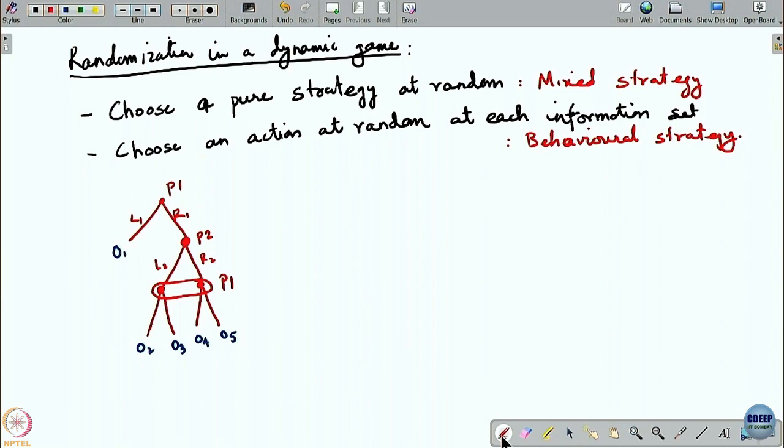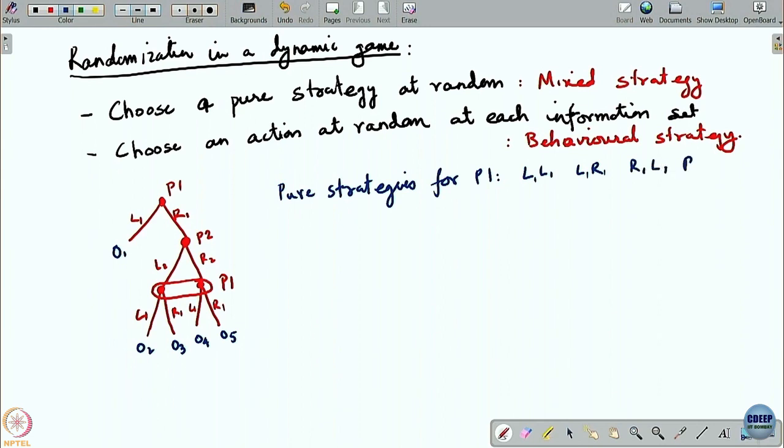let's write out the set of pure strategies for player 1. Okay, so I think I should write something here also for player 1. So this is again L1, R1. Let's write out what are the pure strategies for player 1. Player 1 has 2 information sets, the node that he starts with and the second one is this information set, and at each information set he has 2 actions. So there are 4 possible pure strategies, therefore: L1 here, L1 here; L1 here, R1 here; R1 here, L1 here; and R1 here, R1 here. I'll just write these in short as L1L1, L1R1, R1L1 and R1R1.